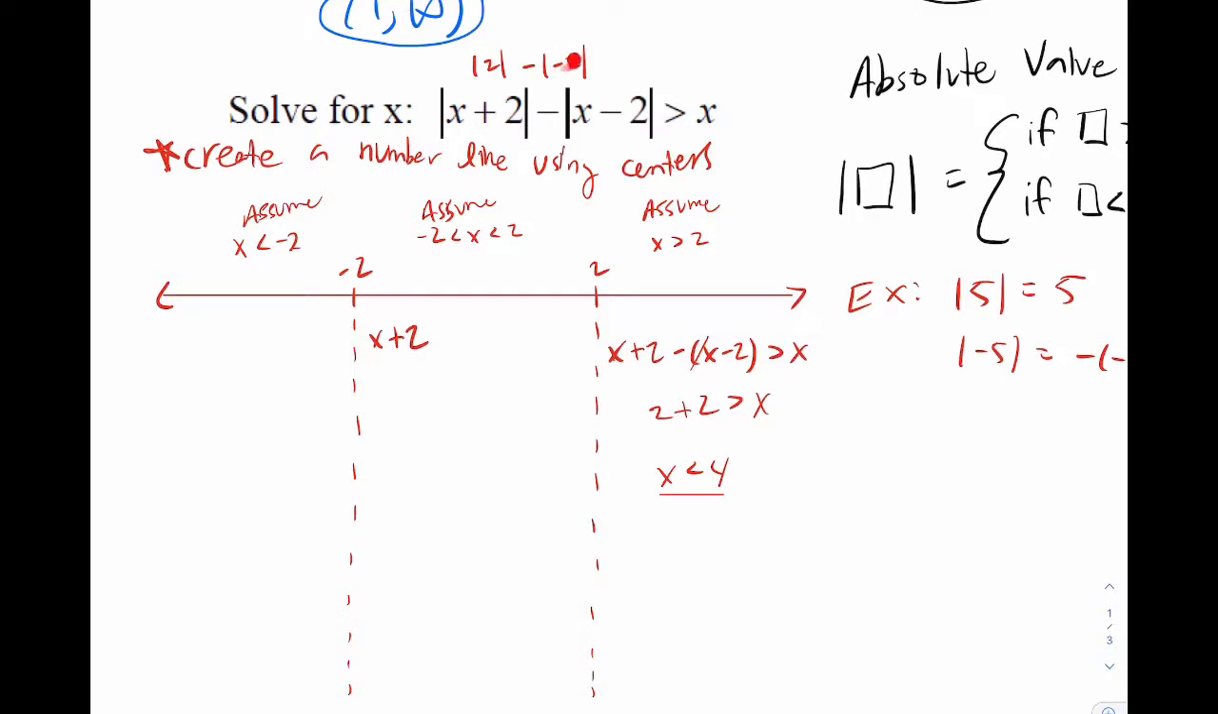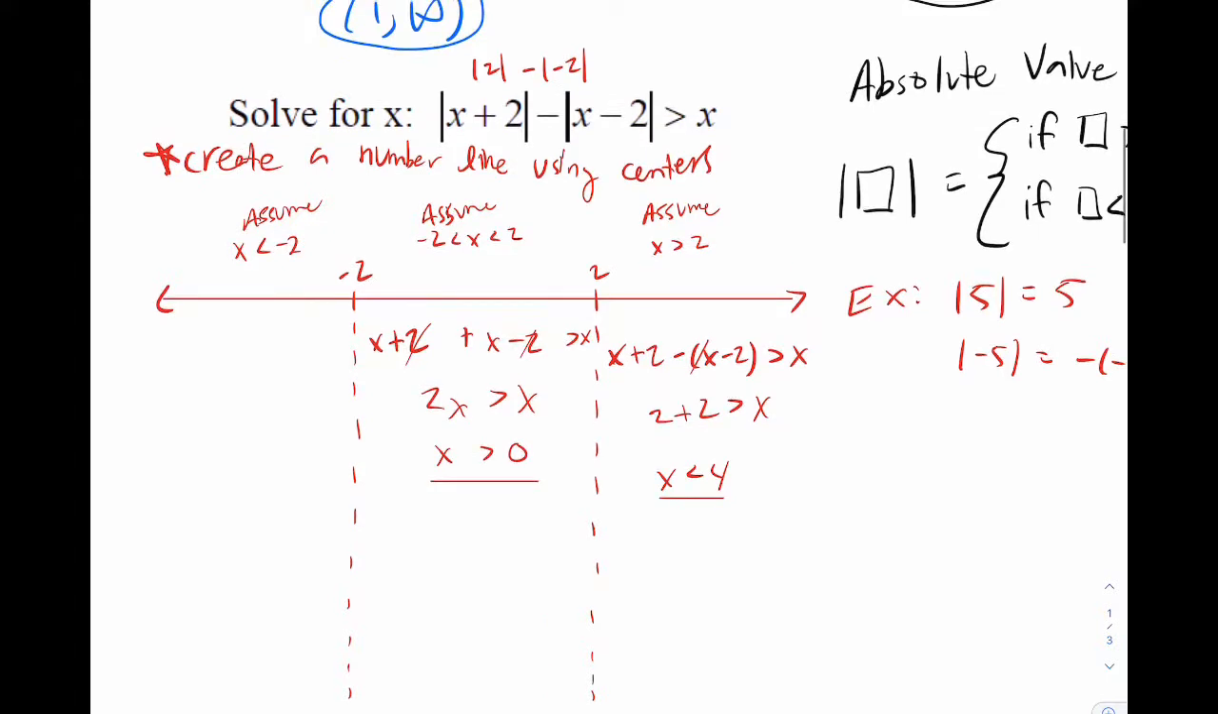But look at this one. This one came out negative, which means we have to negate it to fix it. So we're going to write plus, or you can think of it as negative x minus 2. But it's probably easier just to write a plus. Just think negate this thing right here. So plus x minus 2. These cancel. We get 2x is greater than x. X must be greater than 0. Okay, there's our answer.